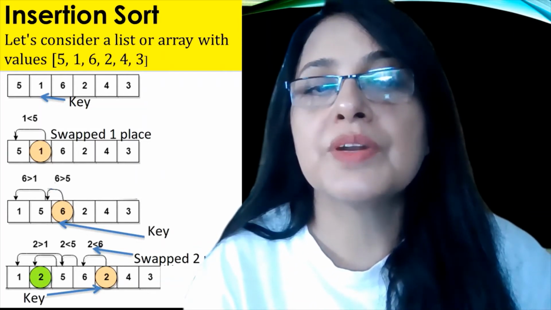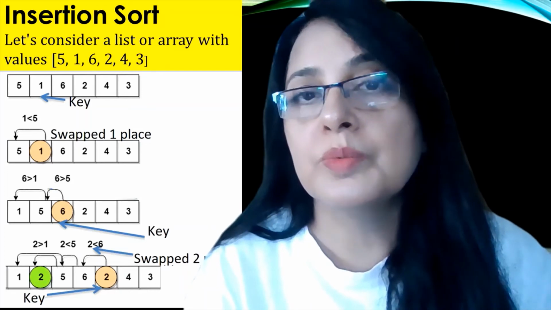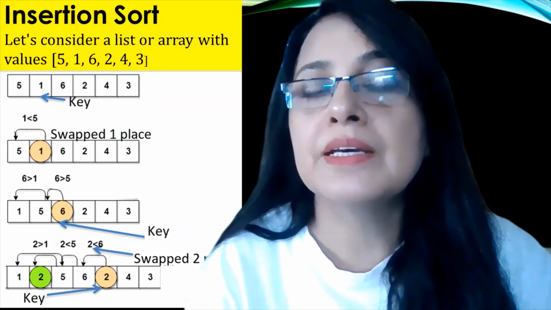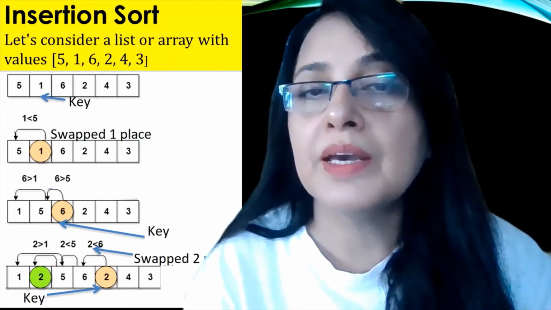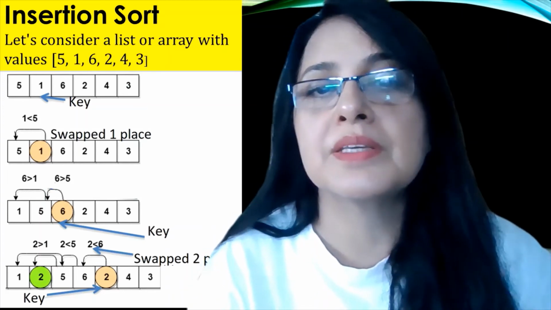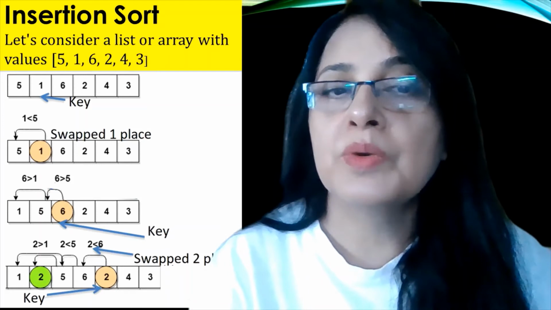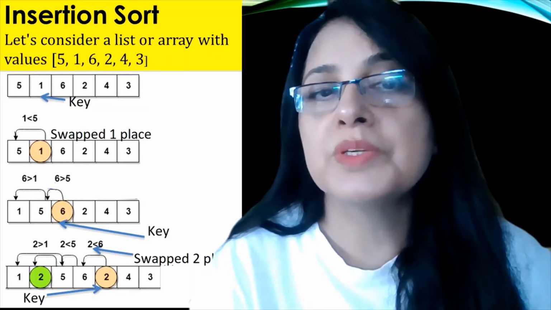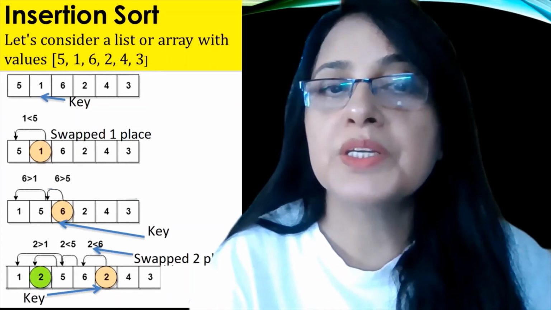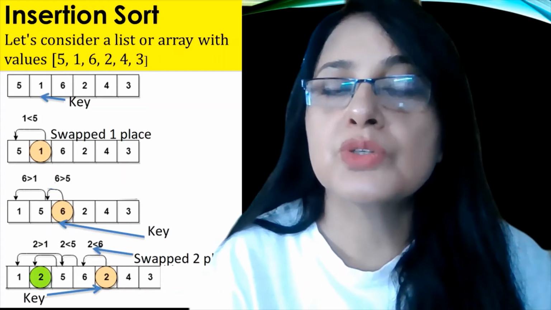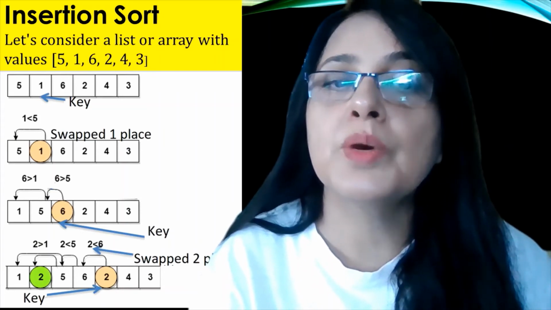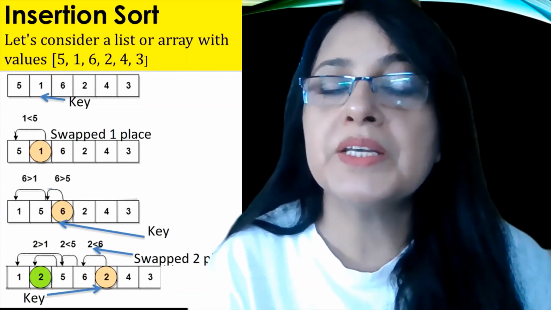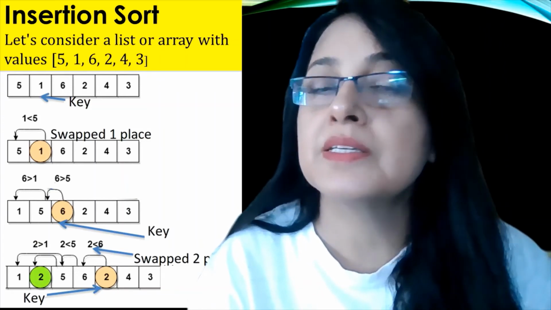In the next iteration, the index 2 will become the key, that is the element 6. It will be compared to 5 and 1, and no swapping will happen in this case. The next key will be index 3, which is the element 2. It is compared with index 2 and index 1 and index 0, and it is swapped two places to be inserted at index 1.